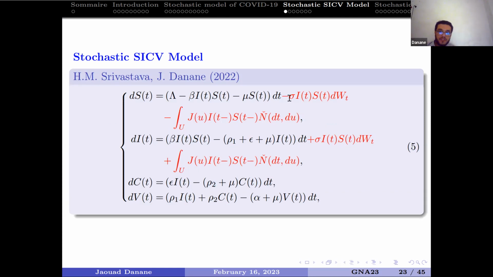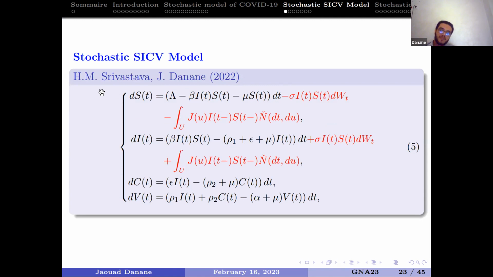Here we have the perturbation of the transmission function beta ES, which will be replaced by beta plus sigma plus the jump part.